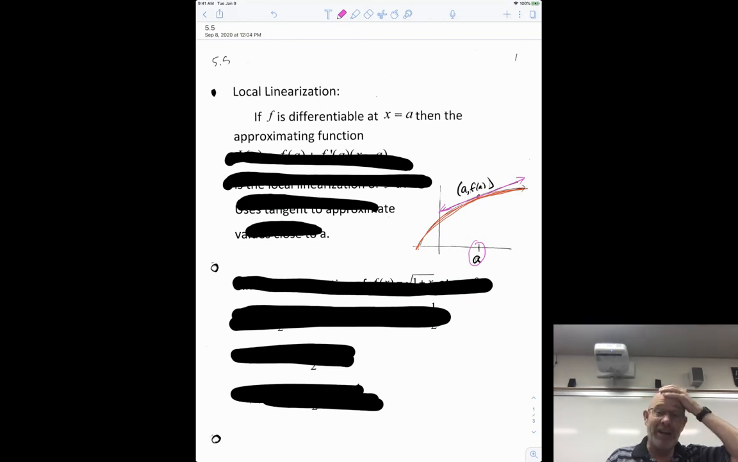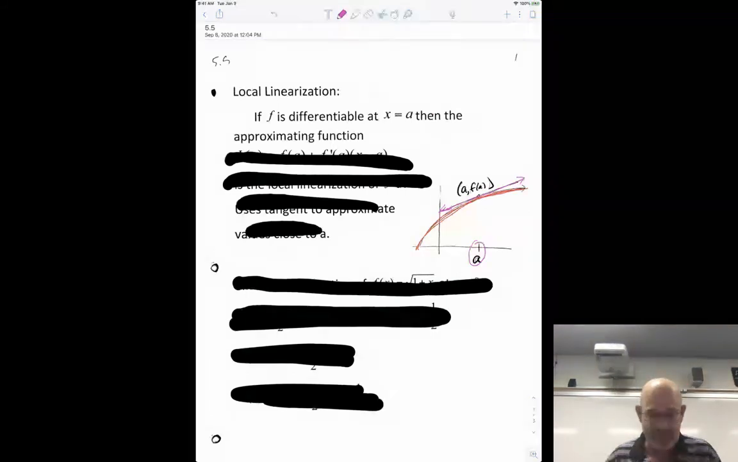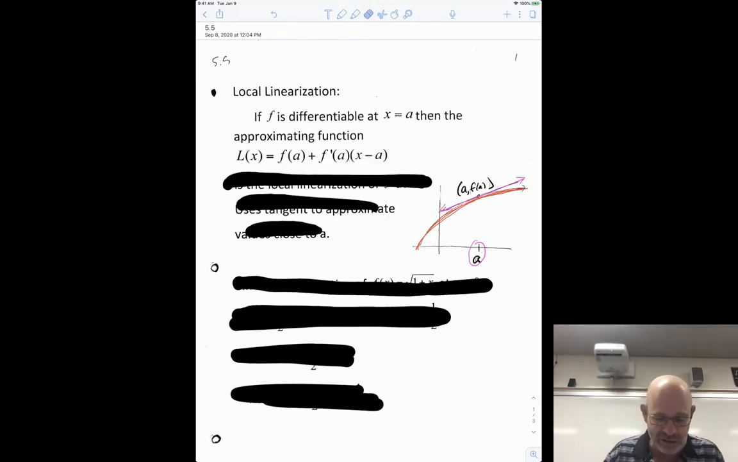Keep in mind this was all done before calculators. I know we have calculators now, which solves a lot of these issues. We're not using calculators in this because calculators can do it; we're just going to use these approximations. So this is what's called local linearization.